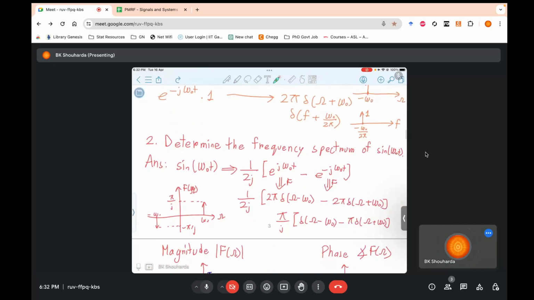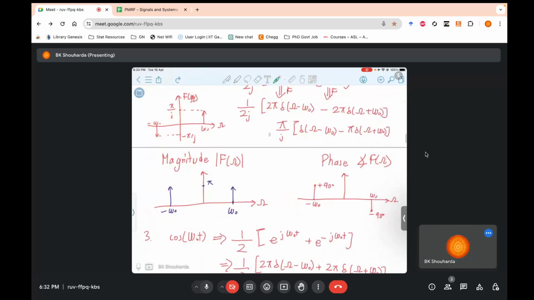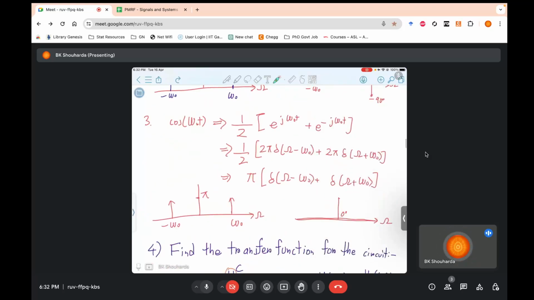Determine the frequency spectrum of sin omega naught t. The typical sin omega t signal has two peaks, each corresponding to omega naught and minus omega naught, and a phase term of 1 upon j. So the magnitude actually looks the same. We have a single frequency. Actually, let's look at this only. There's a single frequency component. Cos omega naught t also has a single frequency component.